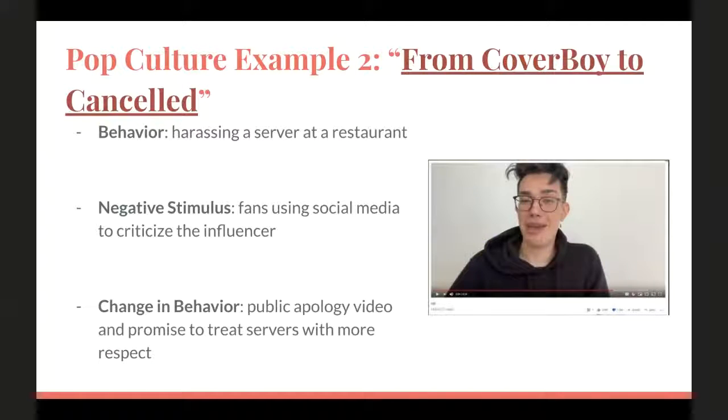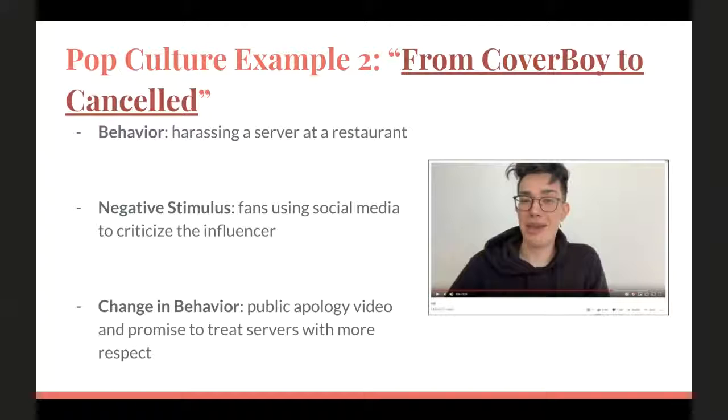Okay, so another pop culture example is the James Charles scandal from the summer of 2019. James Charles is a social media influencer. His initial behavior was that he was caught harassing his server at a birthday dinner celebration of a close friend. Accounts of this interaction went viral and resulted in several public consequences. The biggest example of positive punishment, and the negative stimulus in this case, was that several fans used social media to publicly criticize Charles and his actions.